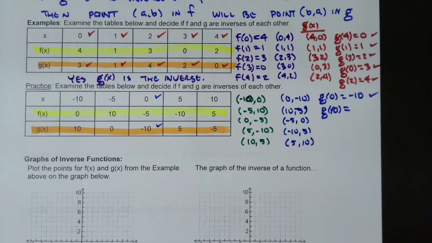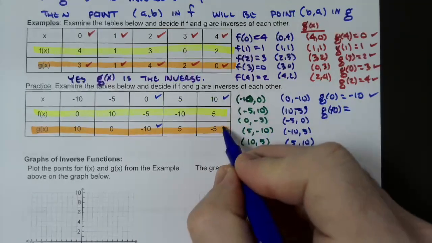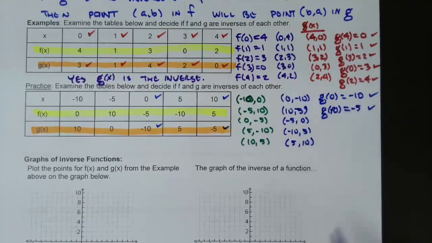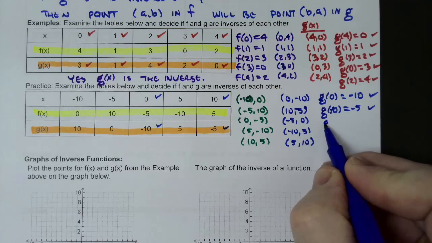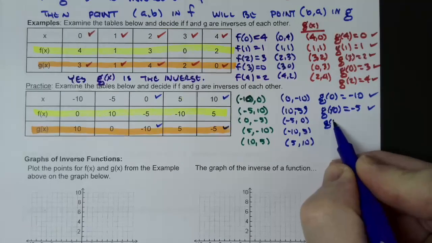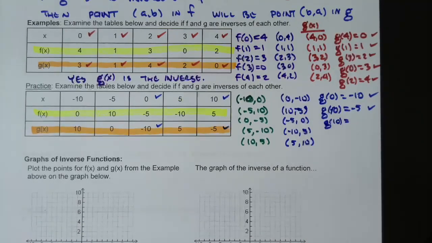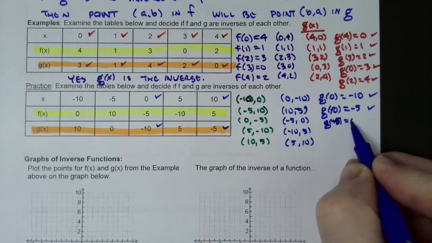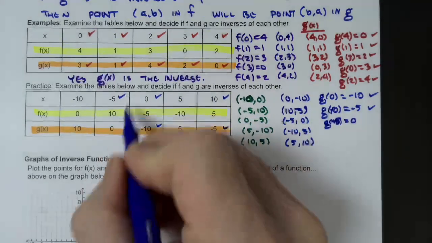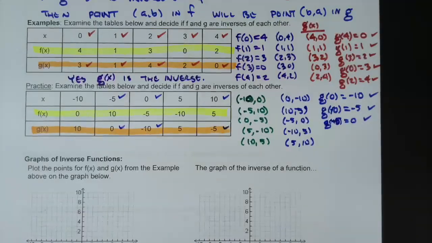So, Aaron, what about when we have 10 substituted in our g of x function? What do we get? Is that good? Perfect. Check, check. Then, Ethan, what about our next one there? We get 0. Yeah, I put the wrong one in there. -5 gives us 0. Looks like we're on a roll.